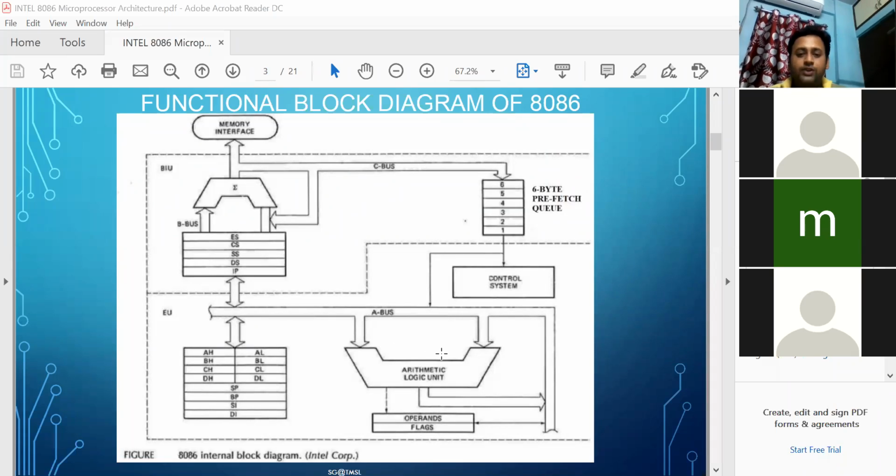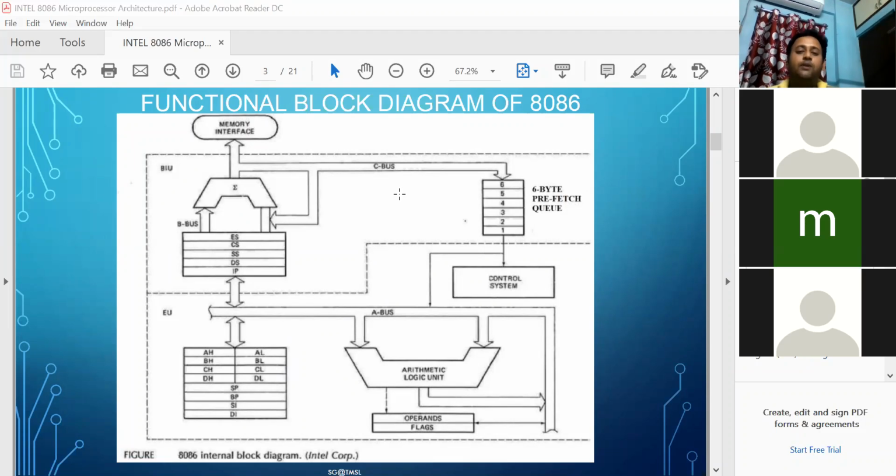the arithmetic logic unit. Every operation, arithmetic and logical operations, is performed in this block, in this section. Like if you want to add two numbers, suppose one number is stored in BL, like 5, and another number is stored in CL, like 4. So you need to add 5 plus 4 and the result will be 9, which will be stored inside BL.